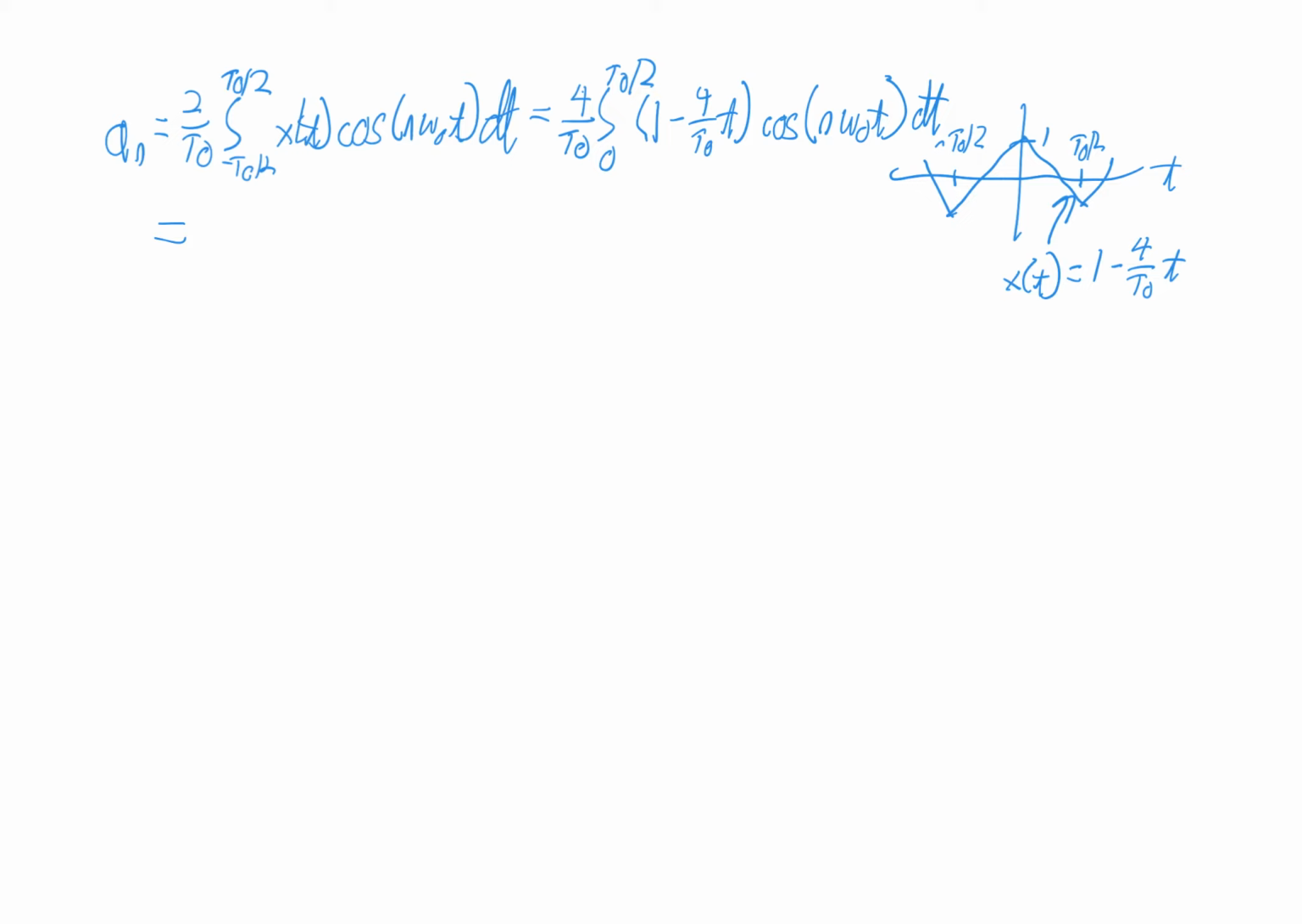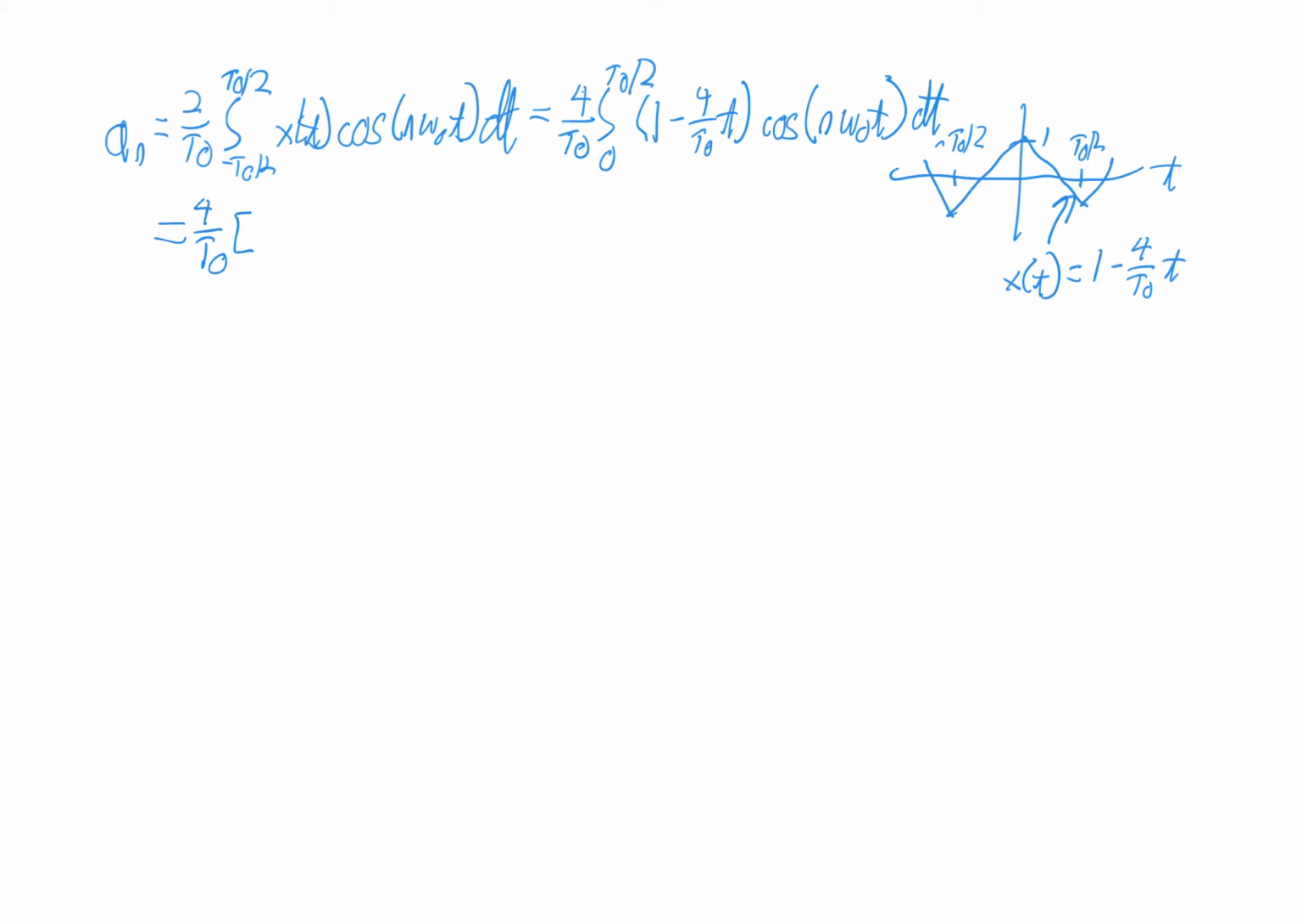So that's just 1 times the cosine on the right. So when we integrate that cosine, we're going to get a sine. So first of all, we have a 4 over t0 out front, and now we want to integrate that cosine times 1. So we're integrating with respect to t, so the coefficient of the cosine is going to come out as a constant out front.